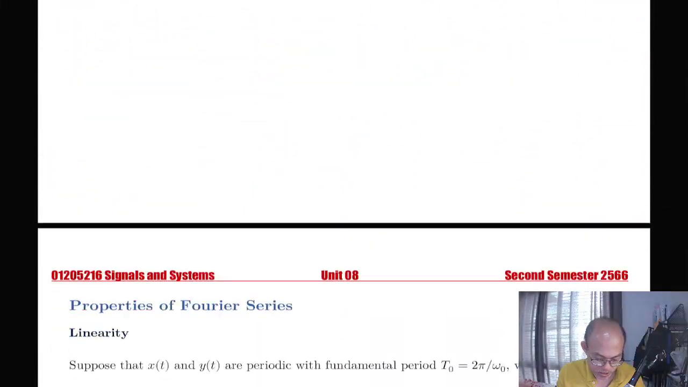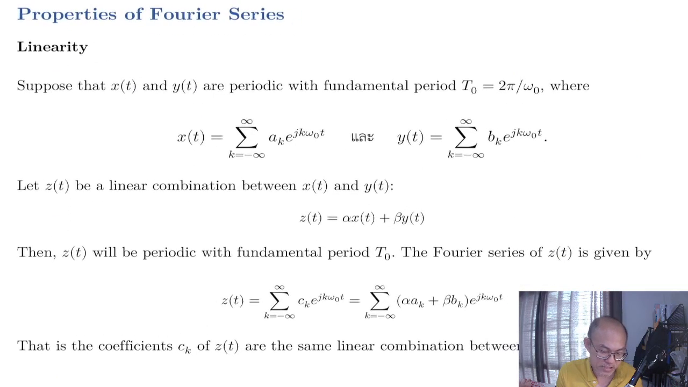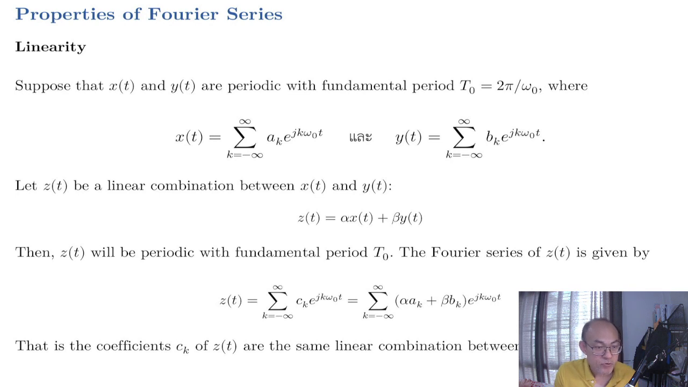So the next topic would be the properties of Fourier series. The first property is called linearity. Suppose you have two signals x and y. Both of them have the same period, and the period for both of them is T0. And suppose we know the Fourier series of x and y. The Fourier series coefficient of x is ak. The Fourier series coefficient of y is bk.